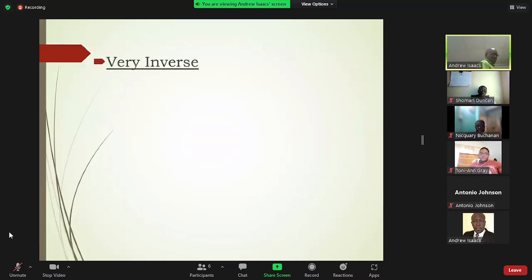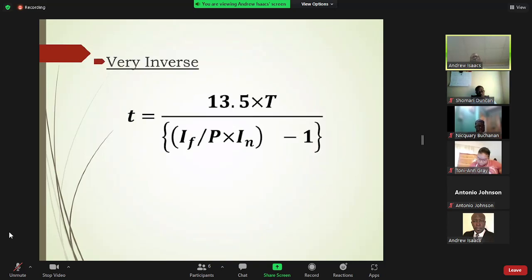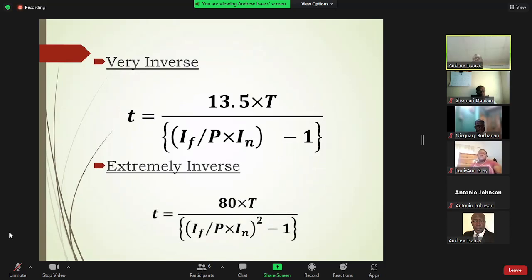For the very inverse, we have 13.5 T divided by (IF over PIN) minus 1. So for this one, the IF over PIN is raised to the power 1, giving 13.5 T. And then for the extremely inverse, we have 80 T over (IF divided by PIN) squared minus 1. So for your static relays, this is how we define our curves. The characteristics that you get are derived from these equations.